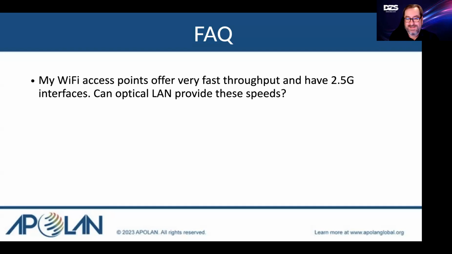My Wi-Fi access points offer very fast throughputs and have 2.5 gig interfaces. Can optical LAN provide these speeds? And the easy answer is yes. Many of the manufacturers offer not only 2.5, but 10 gig multi-rate Ethernet interfaces on their ONTs today. Generally, you would want to use an XGS-PON 10 gig system to offer those ONTs. Although, because GPON is a 2.5 gig or close to it down speed interface, you can run a 2.5 gig Ethernet off of a GPON ONT as well, but they're more limited. You're going to see it more often on a 10 gig or XGS-PON kind of system.